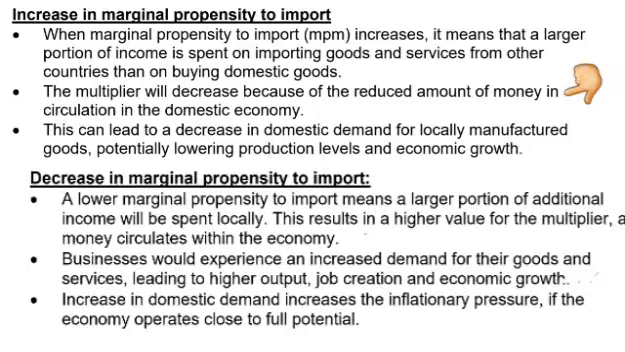The second bullet says the multiplier will decrease because of the reduced amount of money in circulation in the domestic economy. Remember the whole point of a multiplier. If you're not familiar with what the multiplier is, to explain this simply, I'm going to use a 10 rand note. Let's say I have a 10 rand note in my purse. If it's in my purse, it's not in the economy. I'm not using it, so it's not in the circular flow.